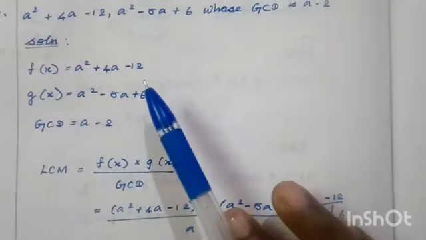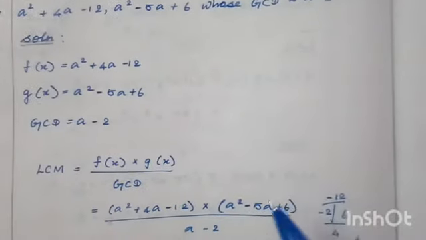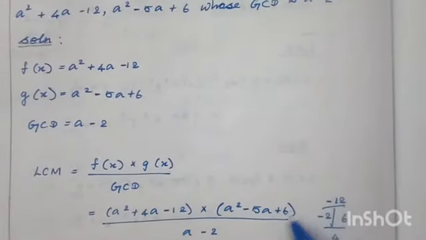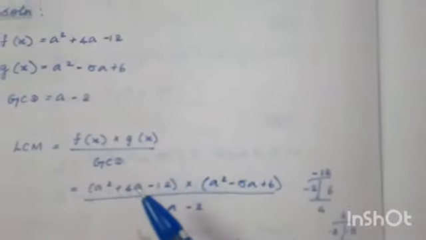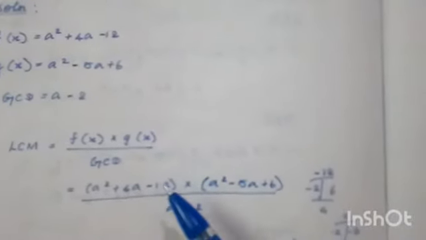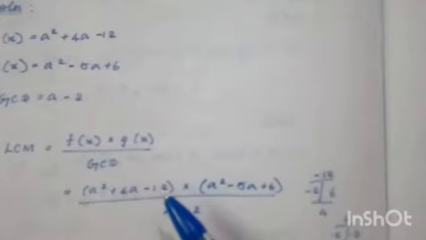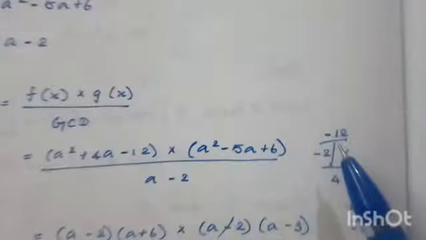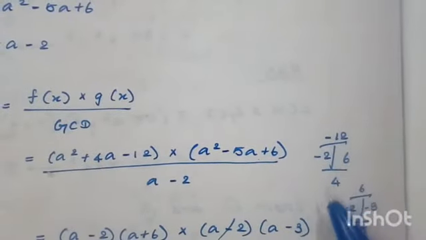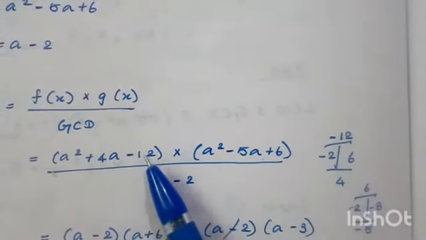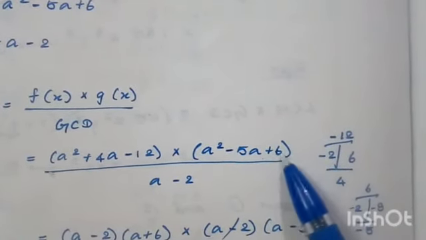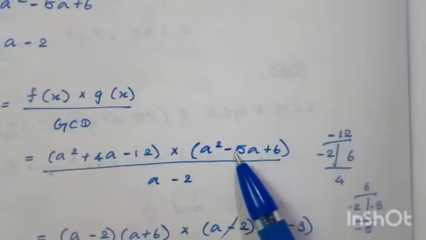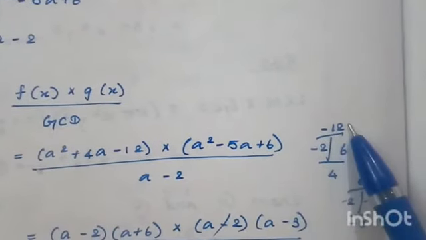So f of x is a square plus 4a minus 12, g of x is a square minus 5a plus 6, whole divided by a minus 2. This is a quadratic expression, and we have to find its factors by the factor method. For this one, the product value is minus 12 and the adding value is 4. For the other quadratic expression, the product value is 6 and the adding value is minus 5. First find the factors for this.